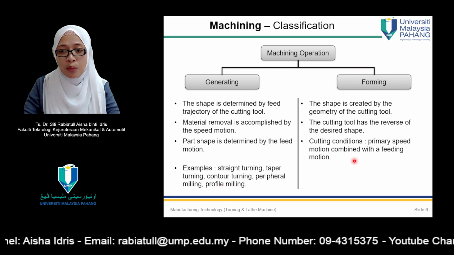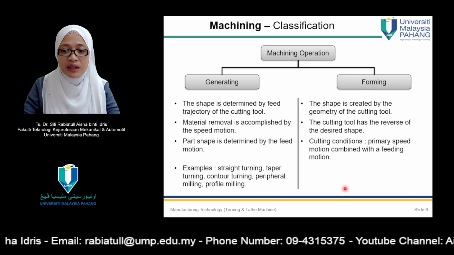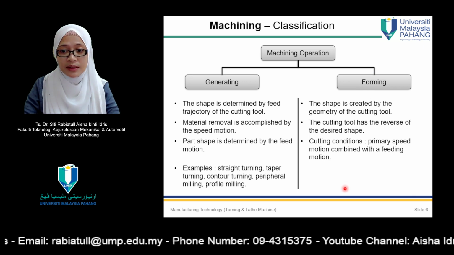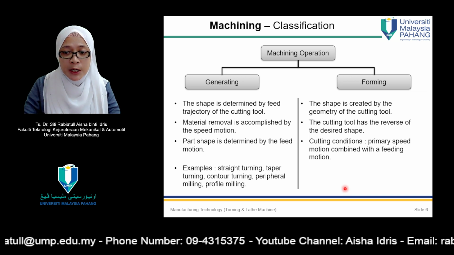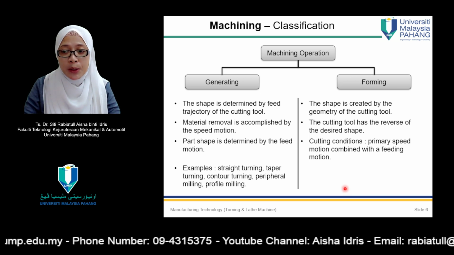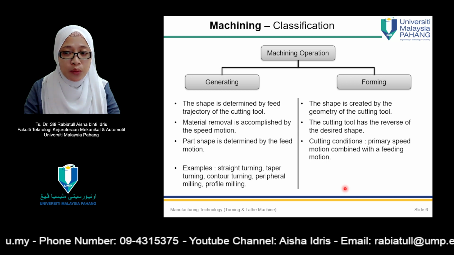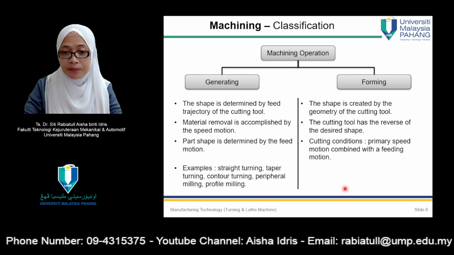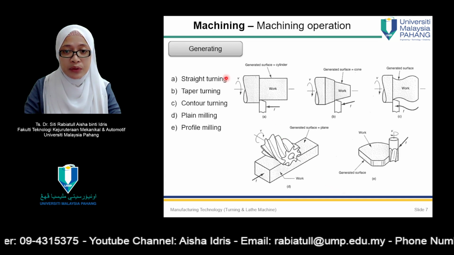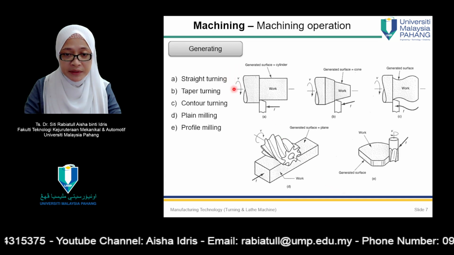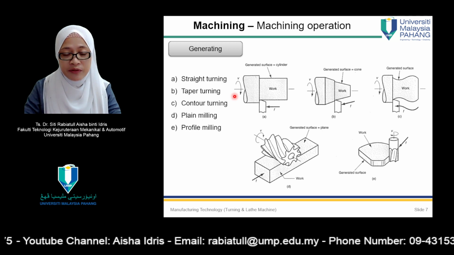Meanwhile, for forming, the shape is created by the geometry of the cutting tool itself. The cutting tool has the reverse of the desired shape, and the cutting conditions are the primary speed motion combined with a feeding motion. These are the examples of generating machining operations, as listed in the previous slide just now.